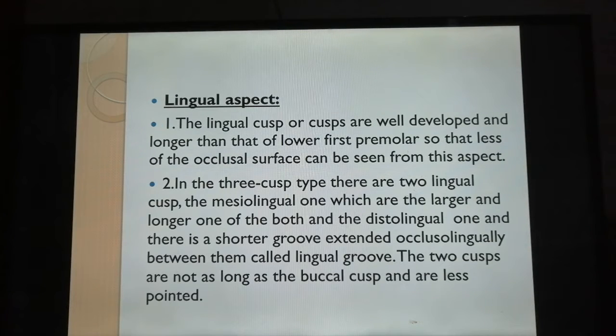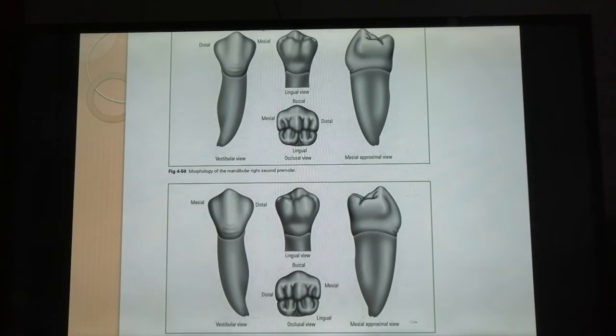Regarding the lingual aspect, number 1, the lingual cusp or cusps are well developed and longer than that of the lower first premolar, so that less of the occlusal surface can be seen from this aspect.